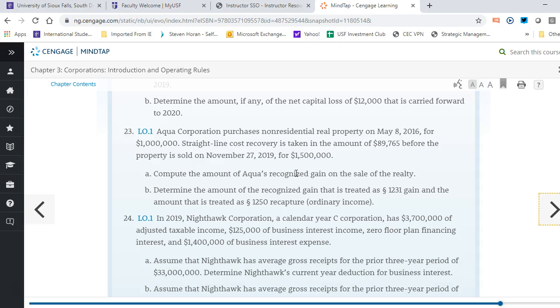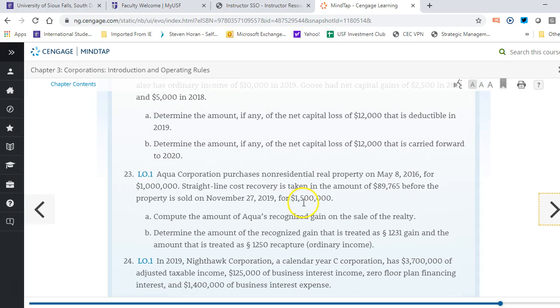For this one, they have the $1.5 million right here. With that $1.5 million, they have to then back out 2 numbers. They have to back out the $1 million, and they have to back out the $89,765 for depreciation. So it's $1.5 million minus $1 million minus $89,765, and that would be $589,765.